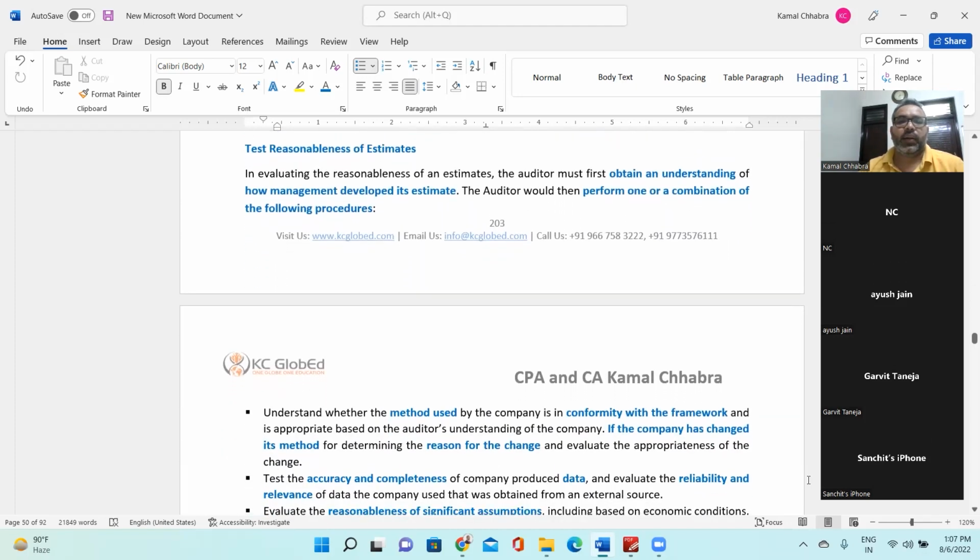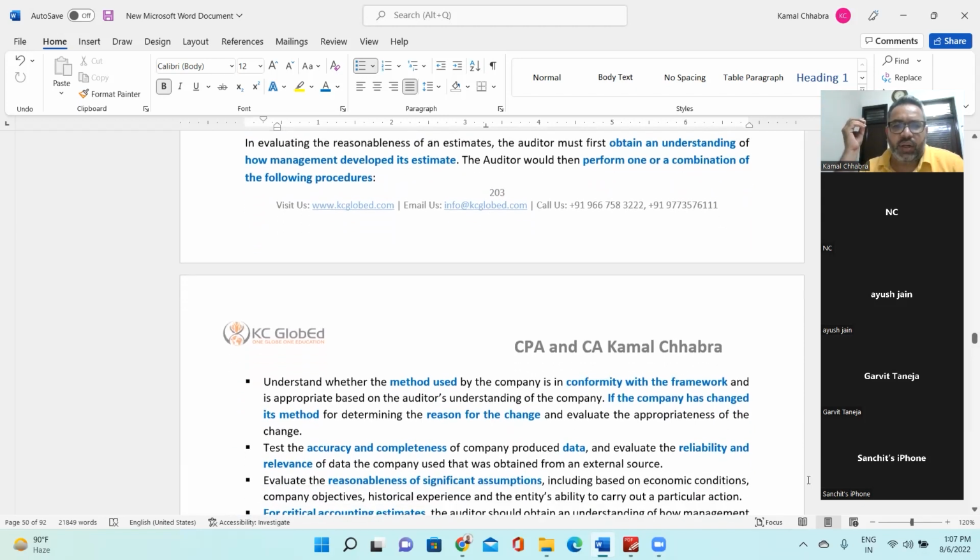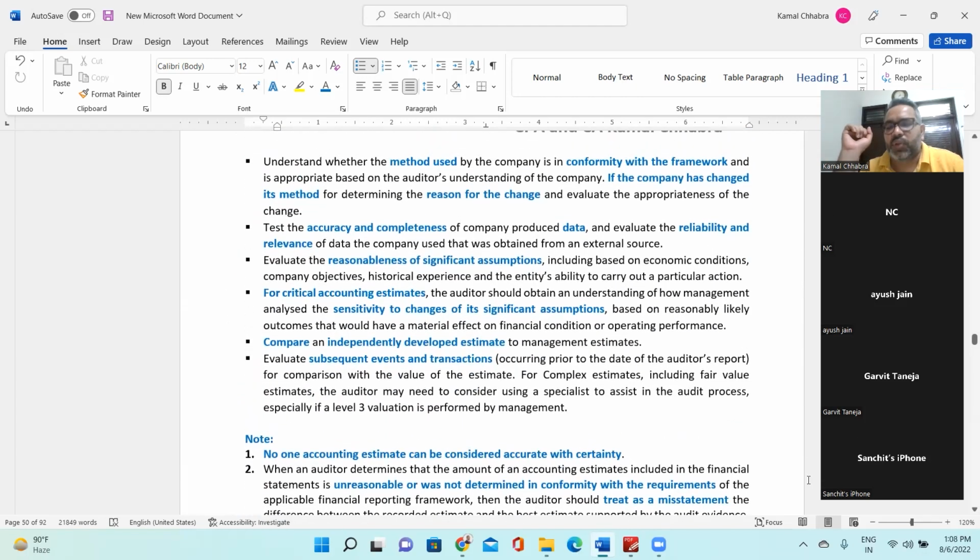Now coming to testing the reasonableness of the assumptions in those estimates. In evaluating the reasonableness of the estimate, the auditor must first obtain an understanding of how the management has developed those estimates. The auditor would then perform one or a combination of the following audit procedures. So these are audit procedures which you need to perform, either individually or in a combination of any of these procedures.